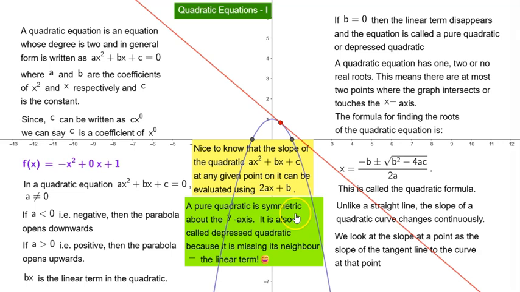A pure quadratic is symmetric about the y-axis. So what does that mean? Here we have a pure quadratic because the linear term is not there. So here you notice that this parabola is symmetric about the y-axis. It is also called depressed quadratic because it is missing its neighbor, that is the linear term on a lighter side. So that was quadratic equations part 1. That's it for now.